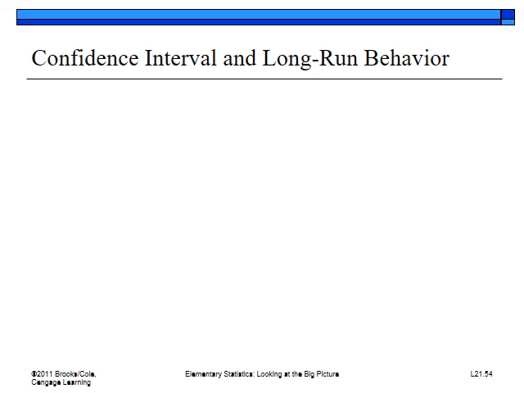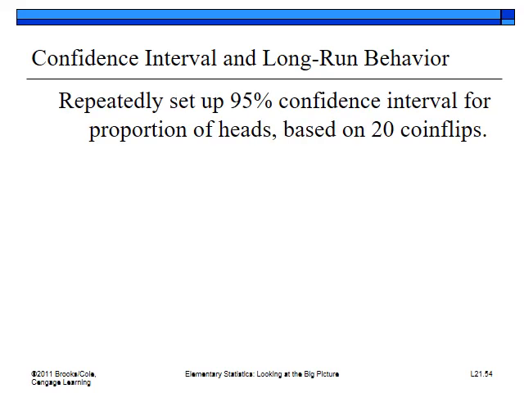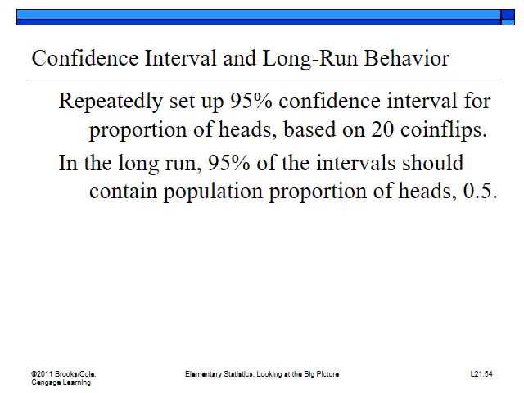When we look at confidence intervals in the long run, say I flip a coin 20 times over and over and over again, and based on each result I get, set up a 95% confidence interval for the proportion of heads. This gives me a way that I can interpret that 95% confidence as a probability. In the long run, if I do this over and over and over again, 95%, that's 19 out of 20, of the confidence intervals I construct should contain the true population proportion.